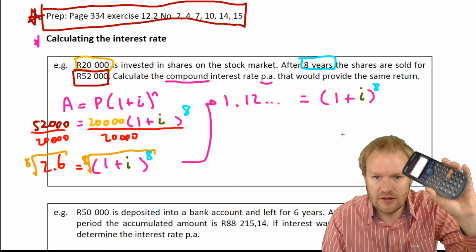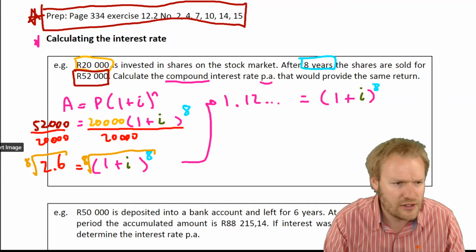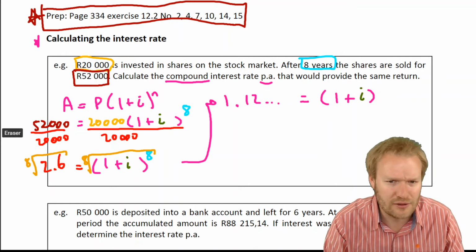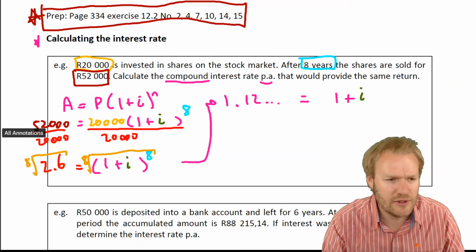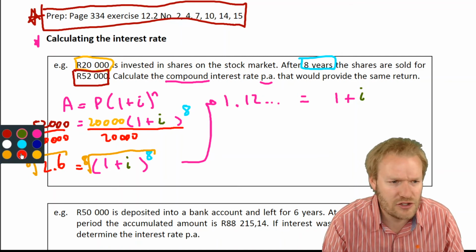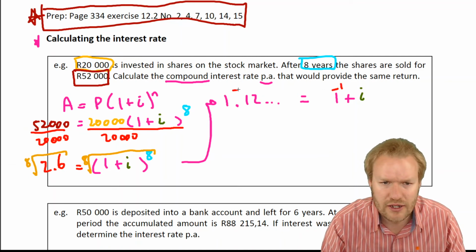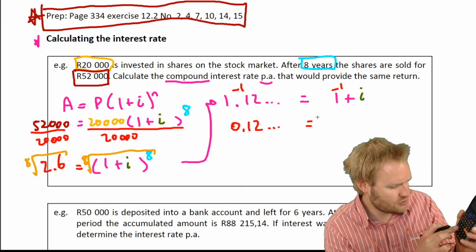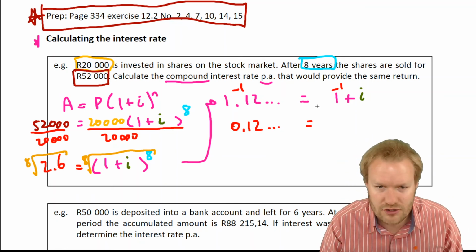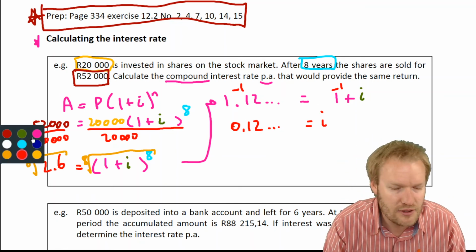Okay. So there it is. Not to the 8. Not to the 8. We've done the 8th root thing. Okay, so we got 1 plus i. Don't even need these brackets anymore. So 1 plus i, so what can we do to each side of our equation? Well, let's subtract 1, and we've got 0.1, 2, something or other. So minus 1 equals 0.1, 2, something or other equals i.